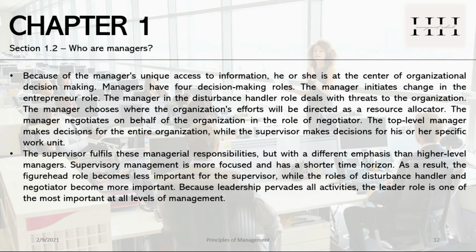The top-level manager makes decisions for the entire organization, while the supervisor makes decisions for his or her specific work unit. The supervisor fulfills these managerial responsibilities, but with a different emphasis than higher-level managers. Supervisory management is more focused and has a shorter time horizon. As a result, the figurehead role becomes less important for the supervisor, while the roles of disturbance handler and negotiator become more important. Because leadership pervades all activities, the leader role is one of the most important at all levels of management.